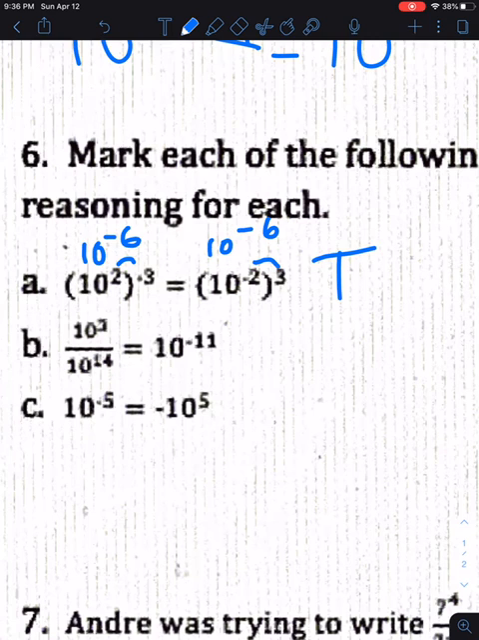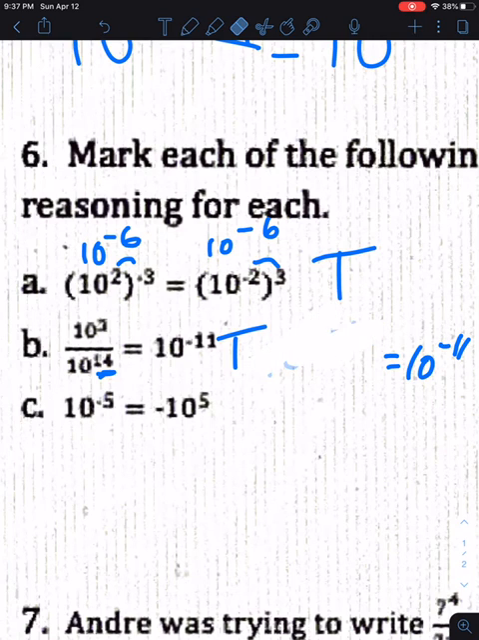So this one is true. Okay. Now, B says 10 to the 3rd divided by 10 to the 14th. So we have to subtract here. We're using the quotient rule. 10 to the 3rd minus 14 does in fact equal negative 11, right? The number in the denominator is larger, so that means we're going to have a negative exponent, which is fine. That means this one's true.